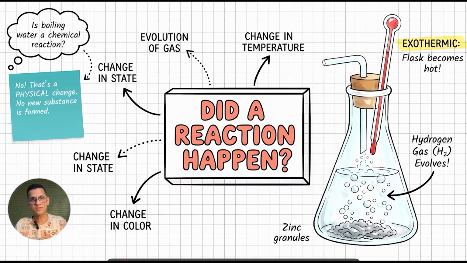How do we know a chemical reaction has taken place? When we mix two substances, there is no hard and fast rule that both substances have to react with each other. Sometimes they will react, sometimes they may not. But if I mix substance A and substance B, how do I know that they are reacting? For that, you can look for some signs. For example, here we have a flask with zinc granules, or zinc metal, and an acid like sulfuric acid.